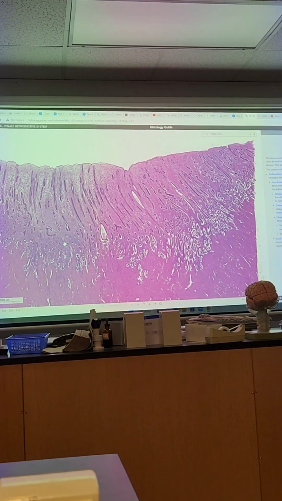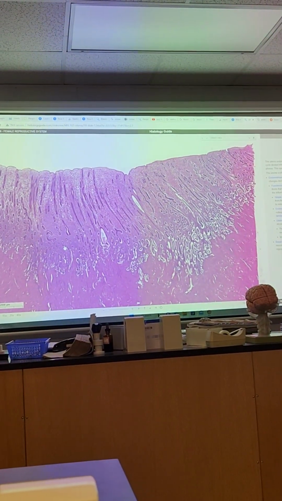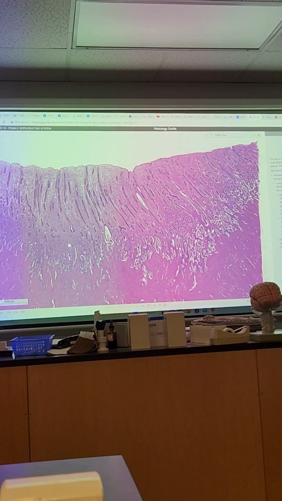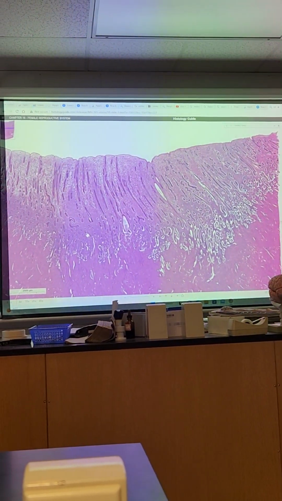What stage would that be of the uterine cycle? Proliferative. Okay? So let's be able to name the stages and tell me the hormones. Proliferative stage, estrogen causes this. Next.